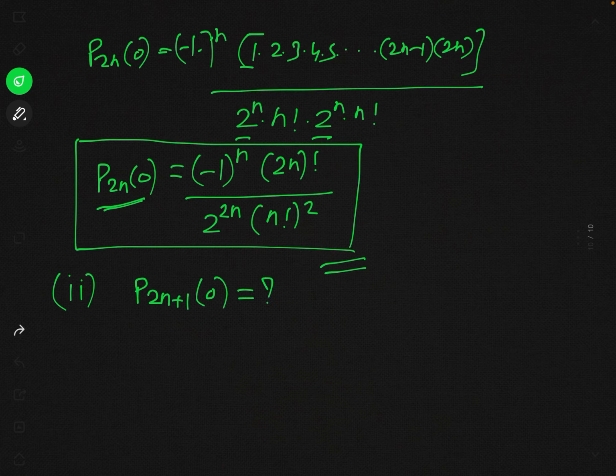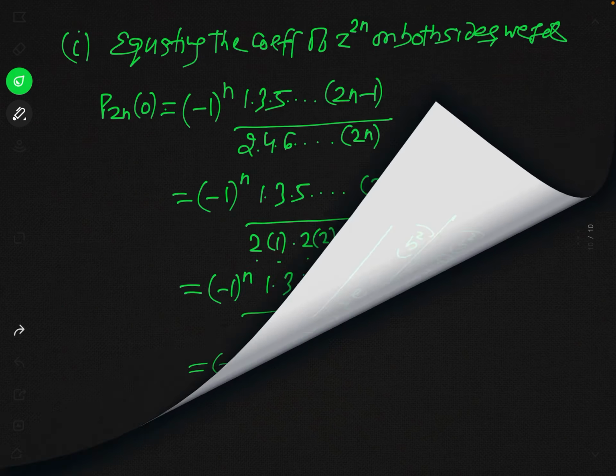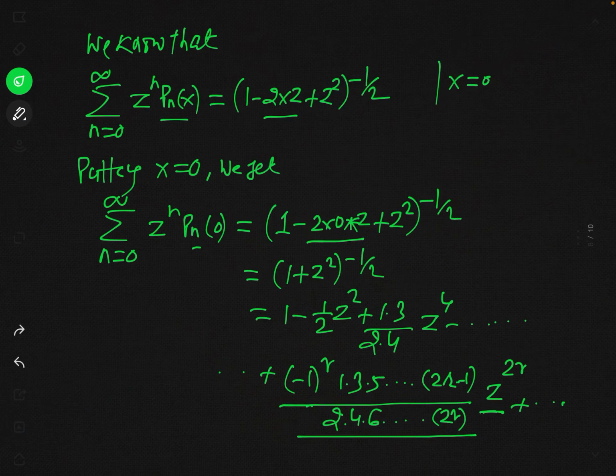Now we will solve the second problem. In the second problem we have to obtain the value of P2n plus 1 of 0 equal to what. And this is obvious from this result, you can see here.